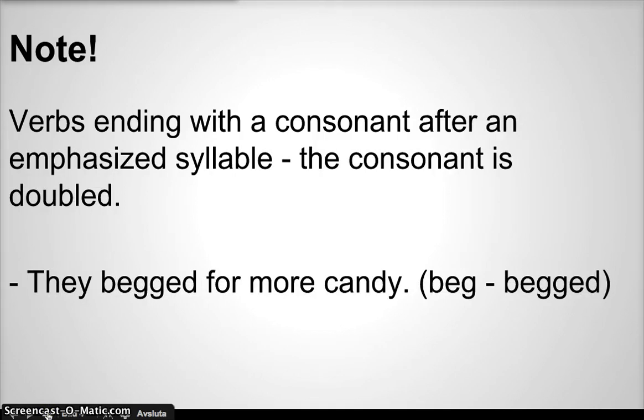And for verbs that end with a consonant after an emphasized syllable, the consonant is doubled. For instance, if you have the verb to beg, you spell beg, B-E-G, and since beg only consists of one syllable, it is automatically emphasized, so you don't have to think if it's emphasized or not. And then the consonant G is doubled, which would give you B-E-G-G-E-D, begged. They begged for more candy.